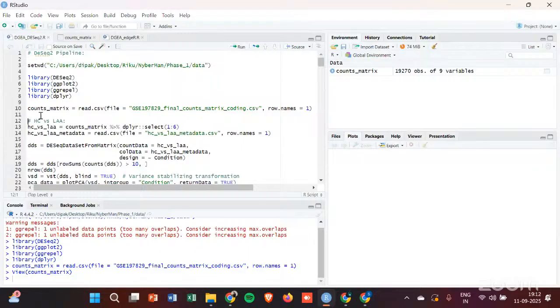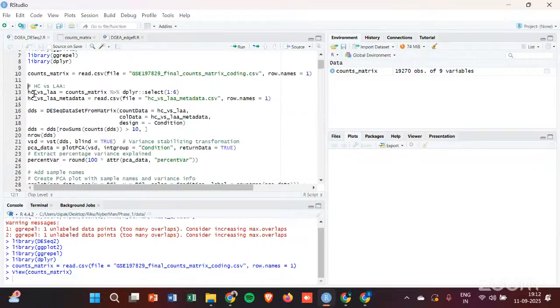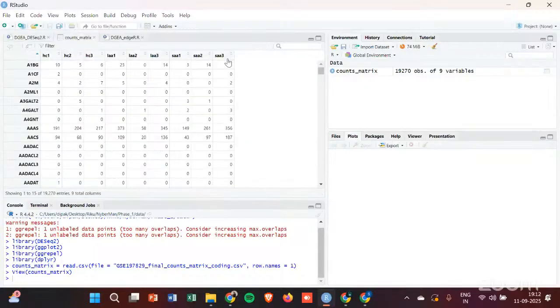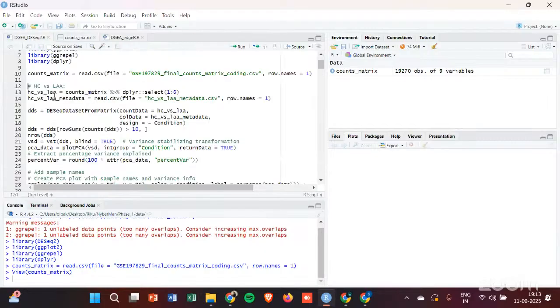Okay. Once I have done that, now I will be starting with the analysis. So here we can see that we have three conditions, right? HC, LAA, and SAA. So HC stands for healthy controls. LAA stands for large artery atherosclerosis, which is a type of ischemic stroke. And SAA stands for small artery atherosclerosis, which is a type of ischemic stroke as well. The paper that I have taken this data from compared amongst these three. For the sake of the example, we will now compare only between healthy controls and large artery atherosclerosis.